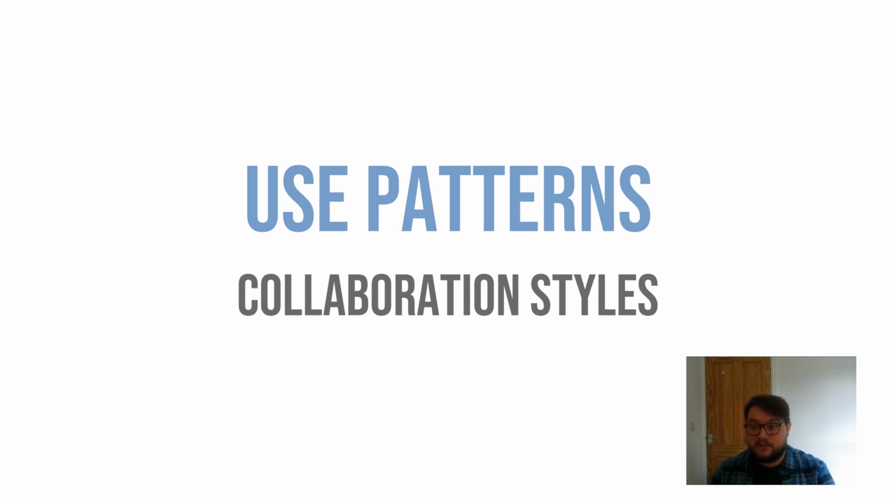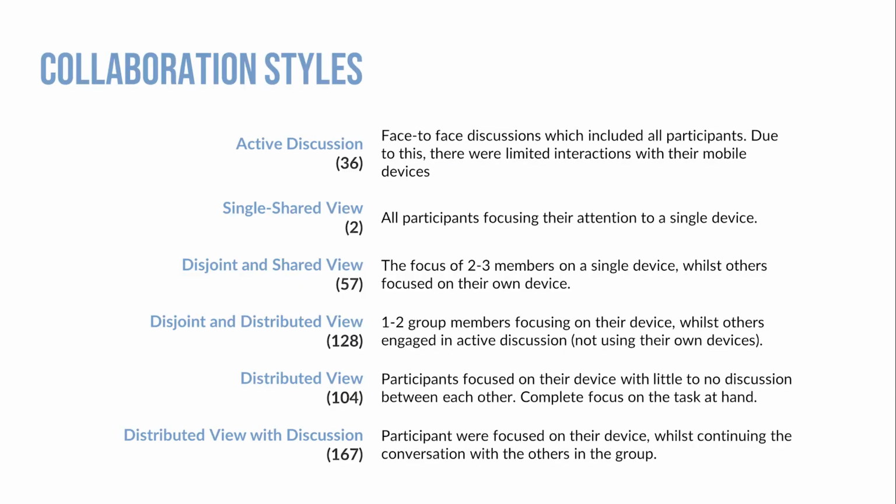For each collaboration style category, we observed the following frequencies. It becomes immediately clear that in general, participants weren't sharing their devices. We can see the highest collaboration style was distributed view with discussion, which showed people have a focus on their individual devices. This was also backed up by the third most being distributed view with no discussion, where participants focused on their own device with no discussion.